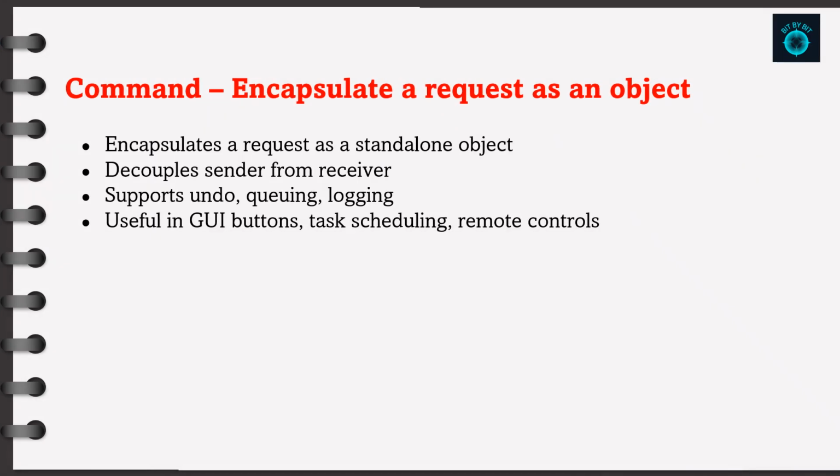Command: encapsulate the request as an object. The command pattern encapsulates a request as an object, allowing you to parameterize, queue, log, or undo operations without tightly coupling the sender to the receiver. This means the class that invokes an action does not need to know the exact logic or class that performs it. Instead of calling methods directly, the sender uses command objects which wrap both the action and the receiver.